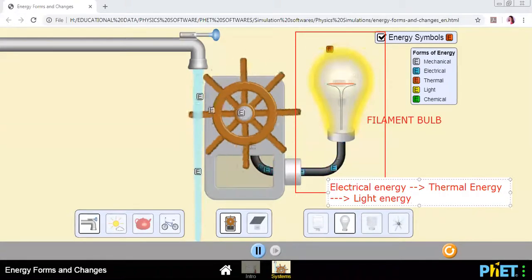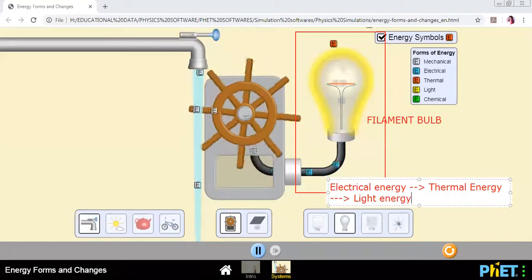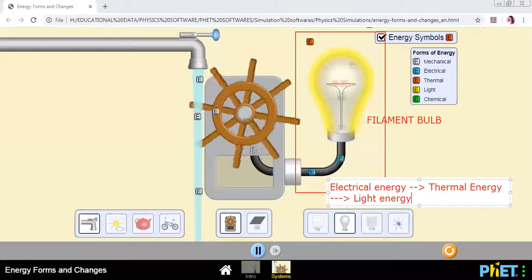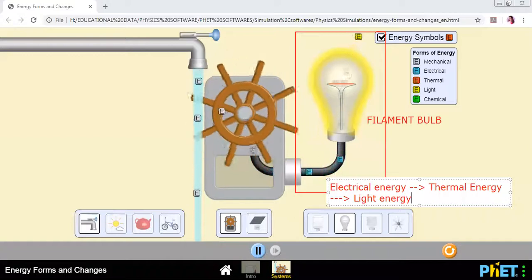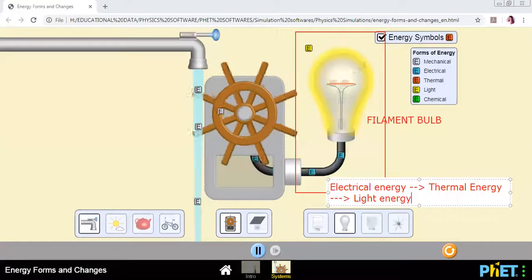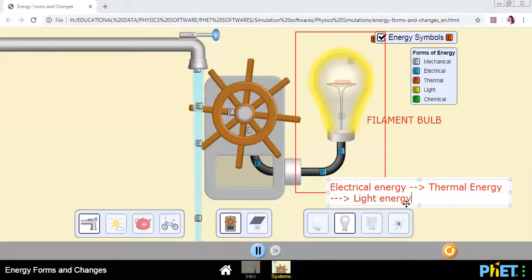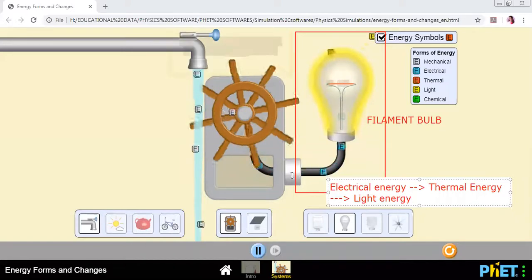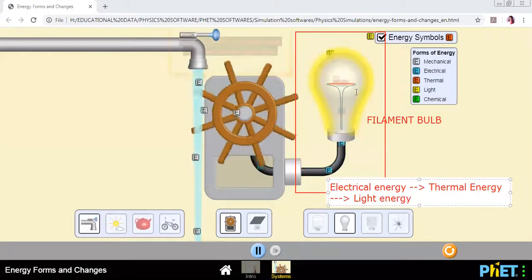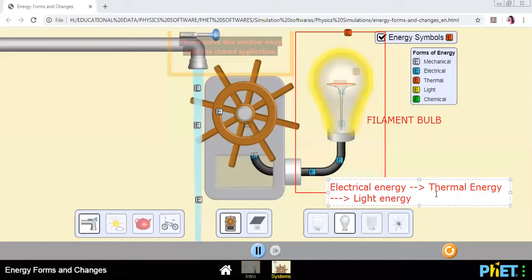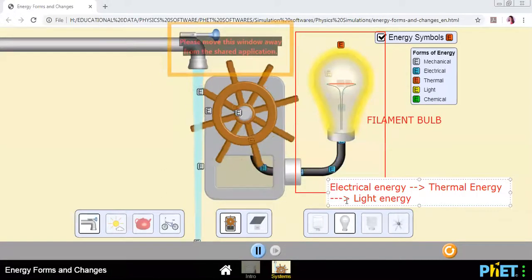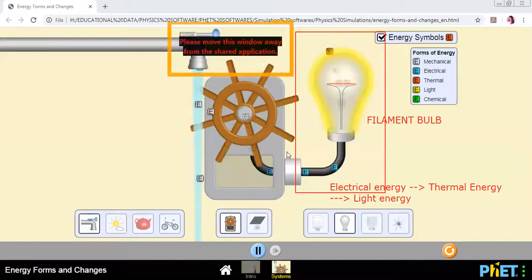Because assume you supply 100 joule of energy to a filament bulb. Out of that, only 40% of the energy will be converted into light energy. The remaining will get converted into heat energy. And what is the reason? You will find that the energy conversion here is first from electricity to thermal and then to light. I hope you are getting it, beta. Please acknowledge if you are getting it, and if you have any query as well.